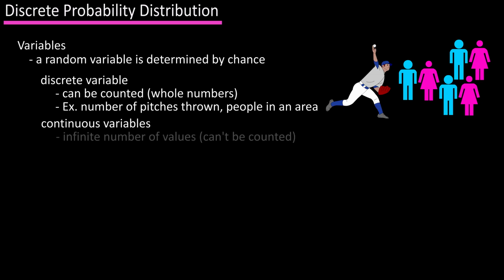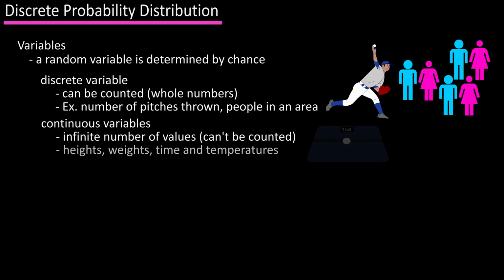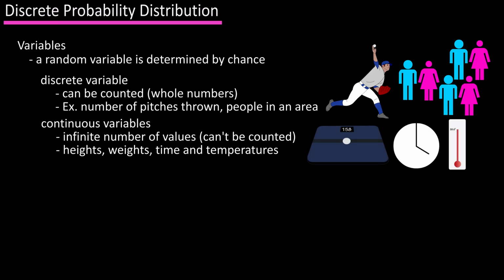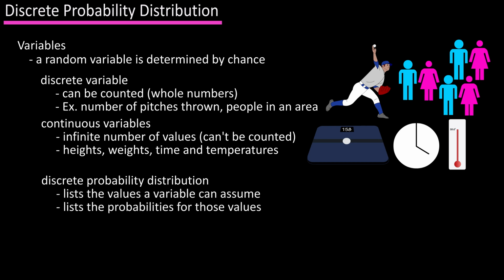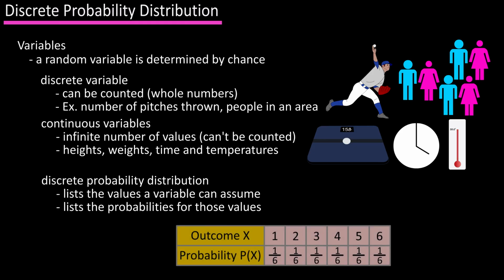Continuous variables have an infinite number of values, so they can't be counted. Variables like heights, weights, time, and temperatures are continuous variables. A discrete probability distribution lists the values a random variable can assume and lists the probabilities for those values. For instance, here's a discrete probability distribution for rolling a single die.